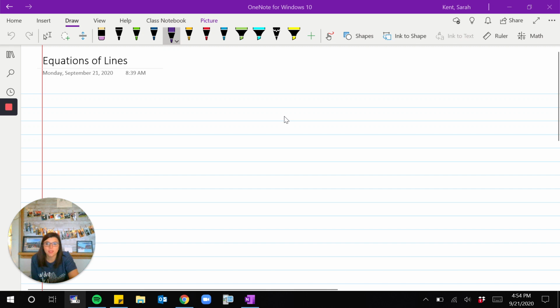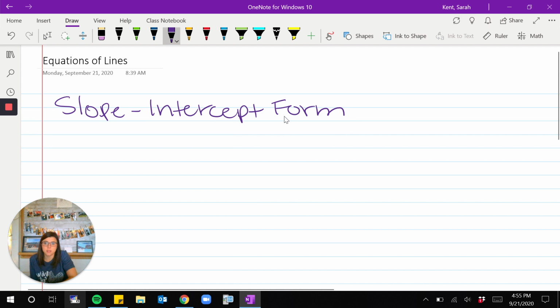So in this video, we're going to look at writing equations of lines. The first thing that you need to know is the form that we're going to be using for all of our equations. That form, it should look familiar, is called slope-intercept form, and this is going to be y equals mx plus b. This should look familiar because we looked at equations like this last year.